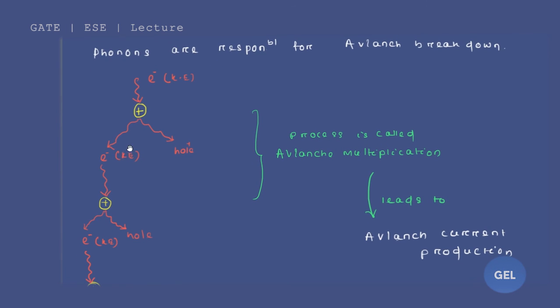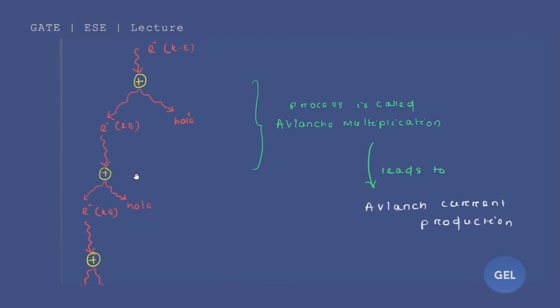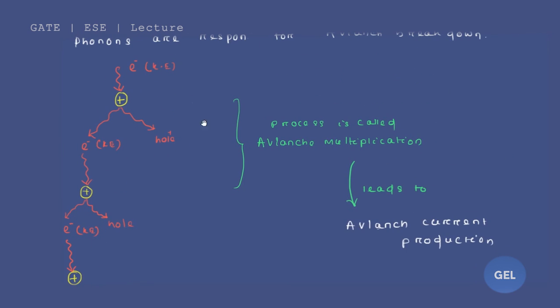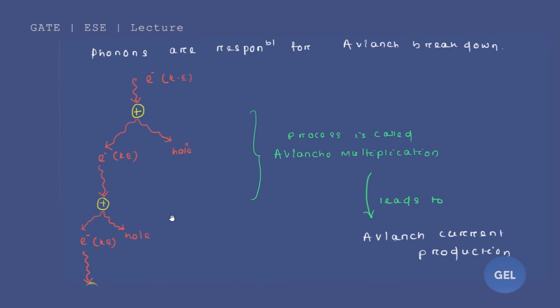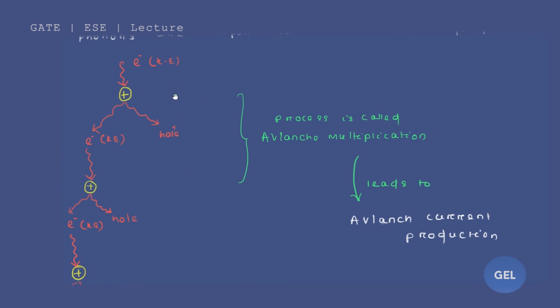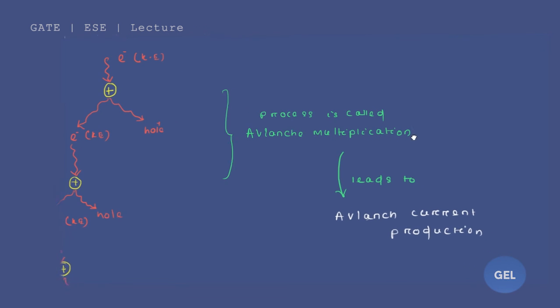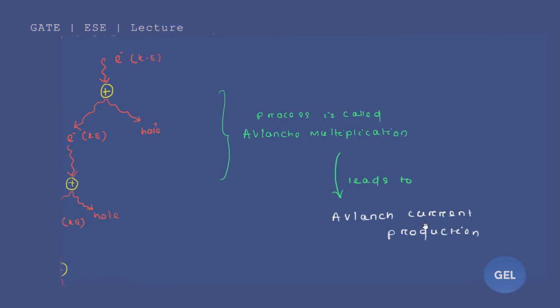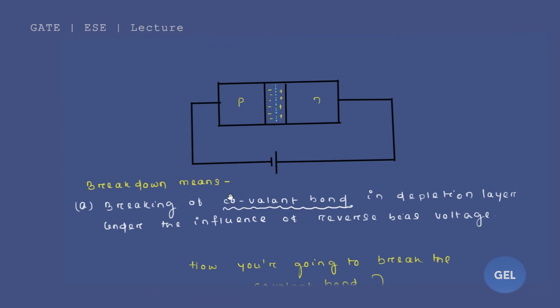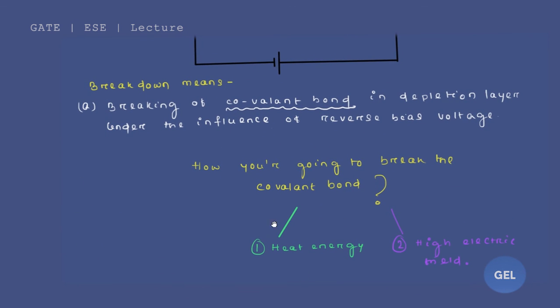Again that electron will gain some kinetic energy and again collide with the lattice atom. Again there is the evolution of heat energy. That heat energy will become responsible for the breaking of the next covalent bond and producing another electron and hole pair. In this way, avalanche multiplication is done. This is how your avalanche multiplication is done. So this process is called avalanche multiplication. Now this avalanche multiplication leads to avalanche current production. This is your concept for avalanche breakdown. So basically your avalanche breakdown is dependent on the evolution of heat energy or thermal energy.